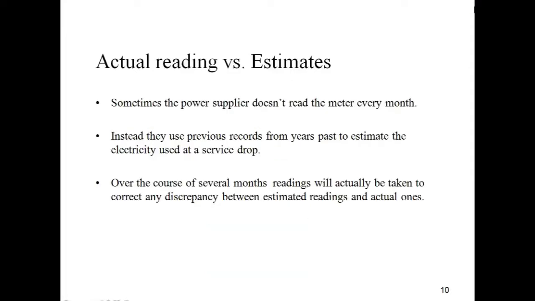There is always a difference between actual readings and estimated readings. This is because sometimes the power supplier doesn't read the meter every month, and instead they use previous records from the year past to estimate electricity use. Over the course of several months, readings will be taken to correct any difference between estimated readings and actual readings.